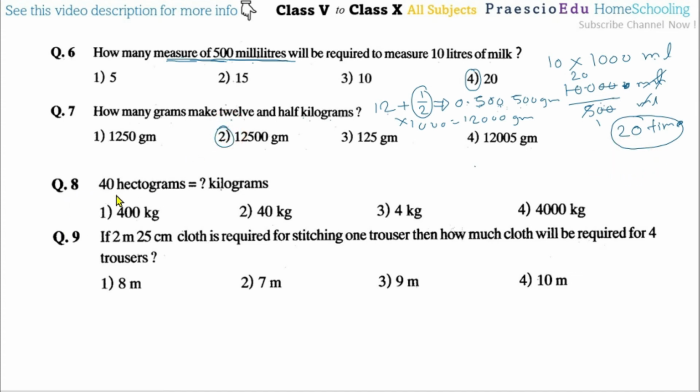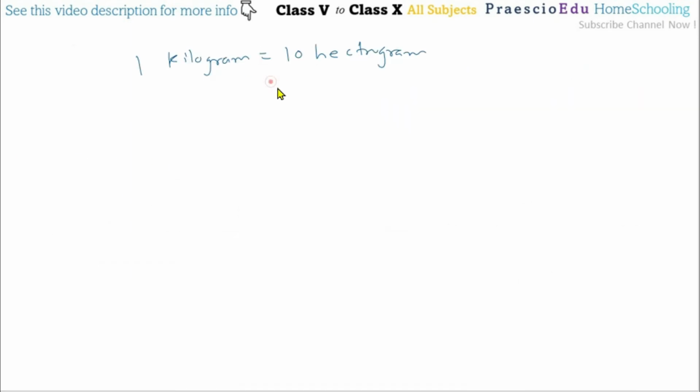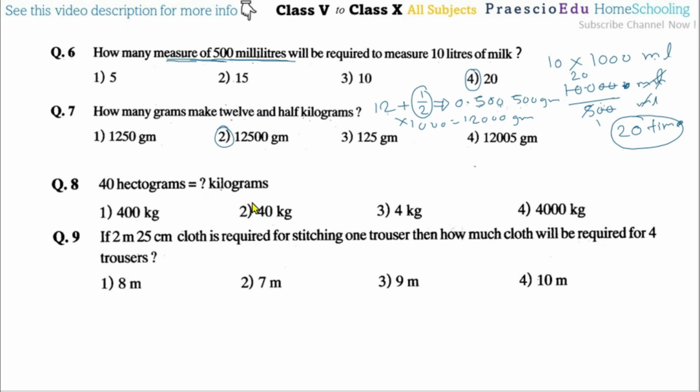Question number 8: 40 hectogram is equal to how much kilogram? As we know, 1 kilogram is equal to 10 hectogram. So here 40 hectogram is given, which means multiply by 4, and here also multiply by 4. So 40 hectograms comes to 4 kg, and 4 kg is given in option number 3.